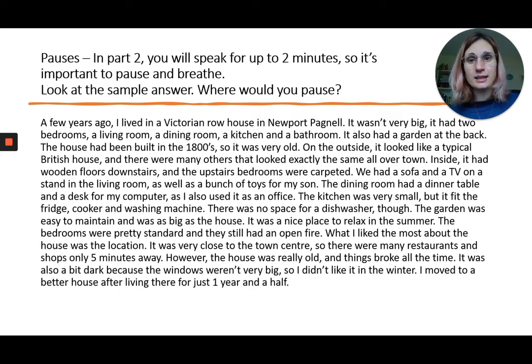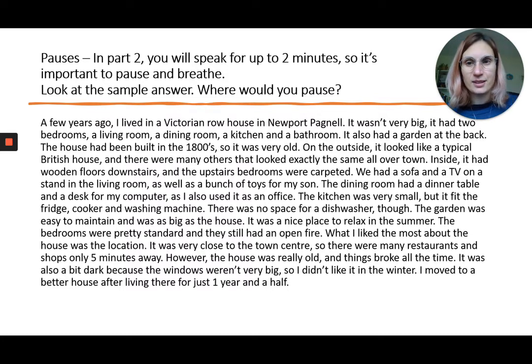So looking at this sample answer, where would you pause? So pause the video here so that you can think about it. So read and think about where you would pause. If you need to, speak out loud, like read it and speak it out loud to see where it would sound natural to stop and then continue. So yeah, pause the video. When you finish, unpause it and we will continue.